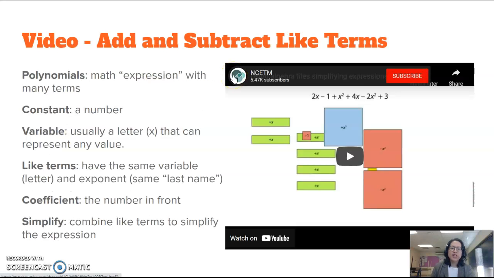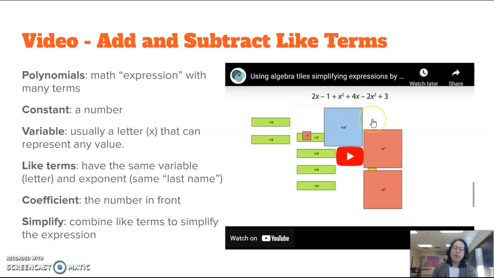Next up, let's watch this video that's related with adding and subtracting like terms. But before we do that, let's just go over some vocabulary words. So this right here is called a polynomial, and a polynomial is a math expression with many terms. So we've got 1, 2, 3, 4, 5, 6 terms, and poly just means many, so it has many terms.